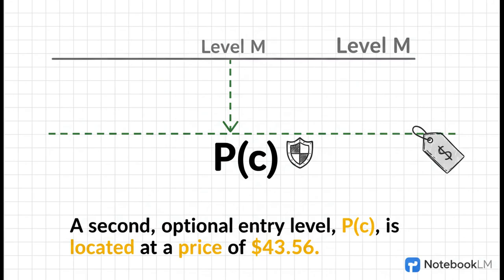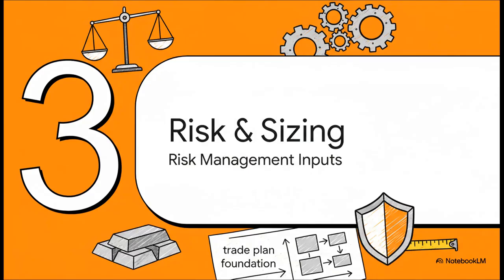But there's also a secondary entry. This one is at level PC. Think of it as an optional level, and it's a really important piece of the risk management puzzle. That one is located at $43.56.